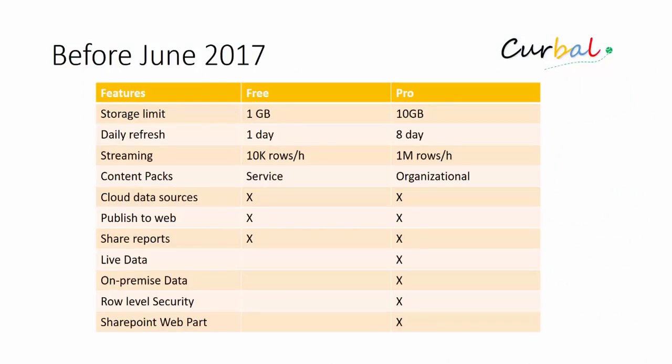Here we have what you could do before Power BI Premium. You have storage limit. For free users, it was 1 gigabyte. For Pro users, it was 10 gigabytes. Daily refresh was for free users 1 day, for Pro users 8 days. Streaming, 10 days for free, 1 million rows for Pro users, that is streaming data. And then content packs, you could just have service, the ones that were available on the service for free. But you could have organizational content packs for Pro users.